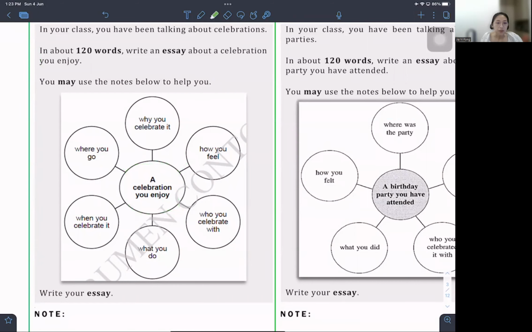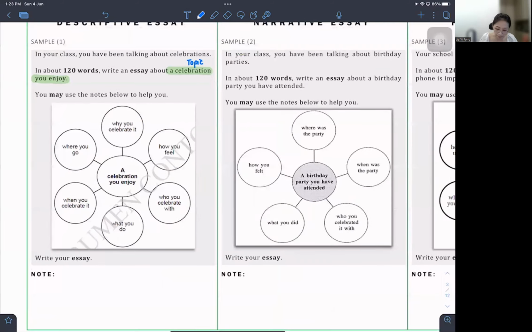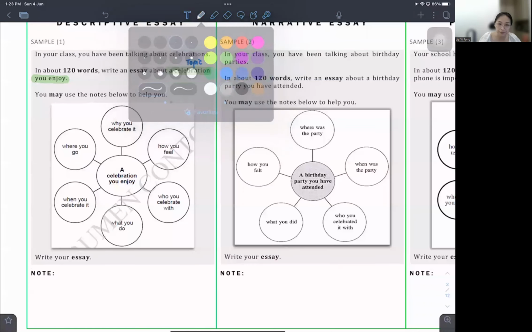Okay? So everybody, very clearly stated here. Today, we're going to talk about a celebration you enjoy. This is what we call topic. Why do I need to know what is my topic? Then only I can make sure all my ideas, all my point, all my elaboration is based on this. So can I just double check? Everybody, can you give me some ideas? What are the celebration that you enjoy? What are the celebration that we can talk about? Come, give me a creative idea.